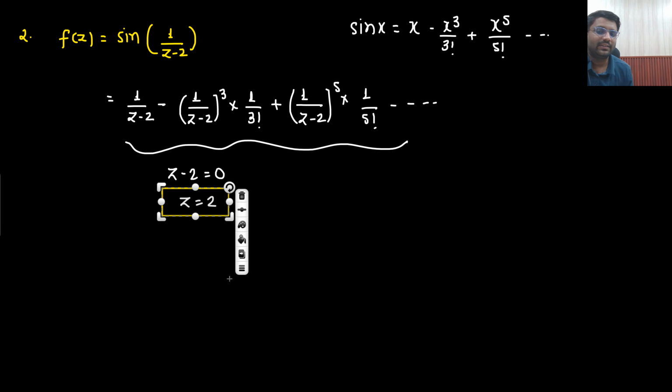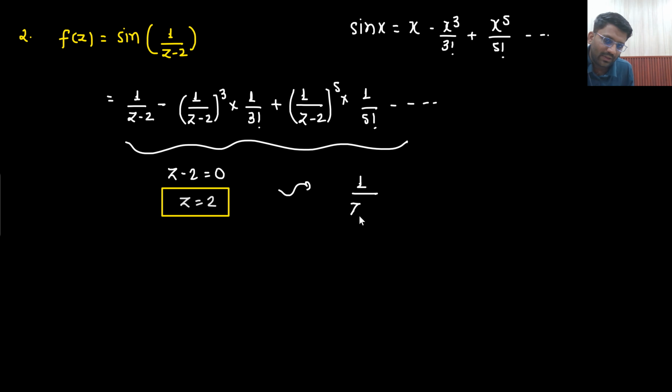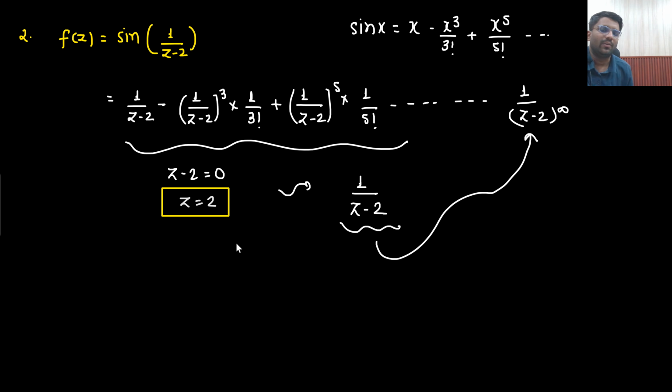Now, what kind of singularity is it? If I see the power of 1 upon (z minus z naught), which is 2 here, what is the power? In the expansion, I know that the power will be going towards infinity only. Eventually, the power will be infinity. So the power of this particular term is coming out to be infinity. What does that mean? This will be an essential singularity. So if you are doing the expansion, then surely you are going towards essential singularity only. Is that understandable to you or not?